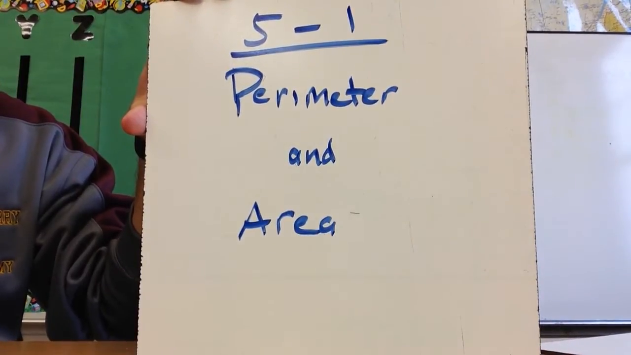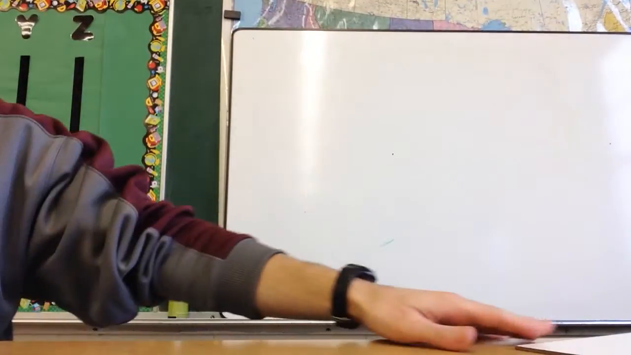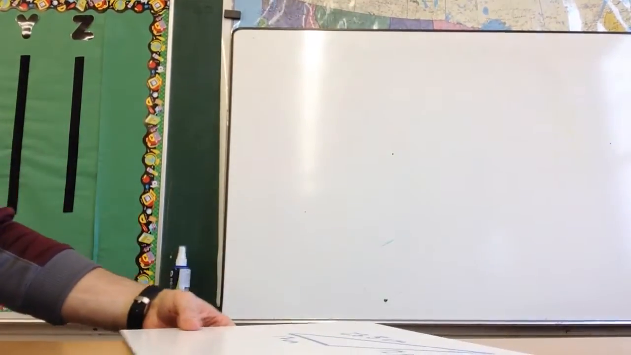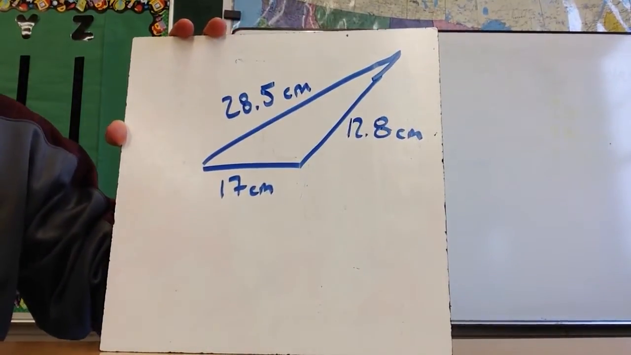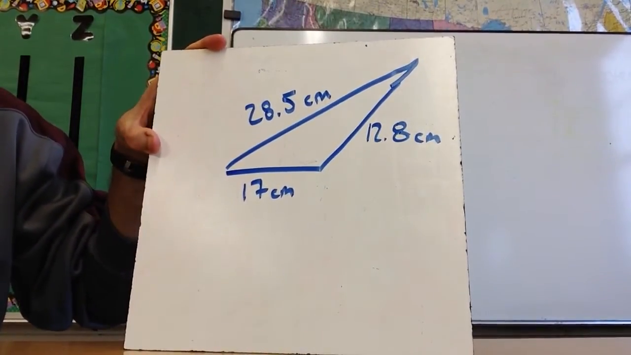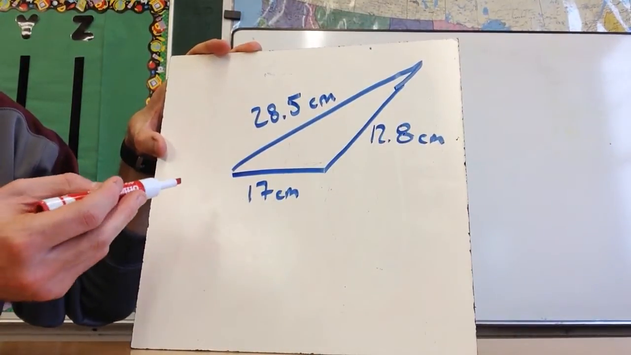This video is going to discuss Chapter 5.1, Perimeter and Area. I believe that a lot of this chapter is going to be review, and we'll practice some of this stuff in class. The first idea is trying to find the perimeter of this triangle. The idea is that we're going to add up the three sides, and you can go in any order that you want.